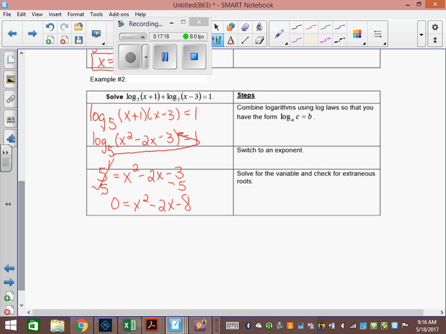And I say to myself, what times what is -8? And what plus what is -2? 4 and 2. -4 and 2. Do I have to do decomp, guys, or can I just do product sum? Why? Because there's a positive 1 in front. What if there was a -1 in front of the x squared? You could either do decomp, or, hey, it's equal to 0. I can just move all 3 terms to this side, and then it's positive and do product sum.